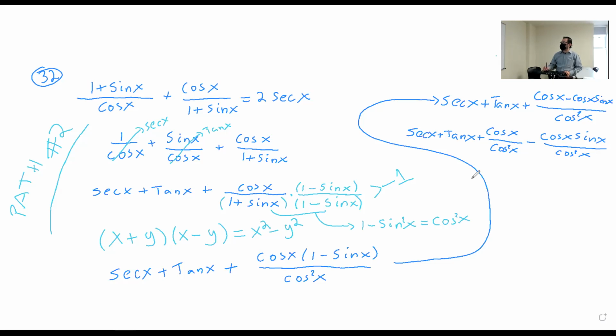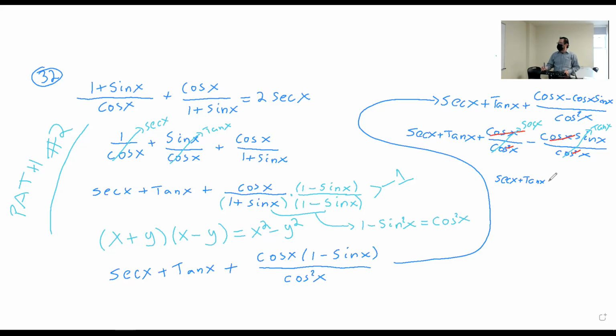So when I do that, the cosine is going to be eliminated with the square. The cosine is going to be eliminated with the square. And what I'm going to have is secant of x plus tangent of x plus, this is going to be 1 divided by cosine, so it turns into secant, and this is going to turn into tangent.